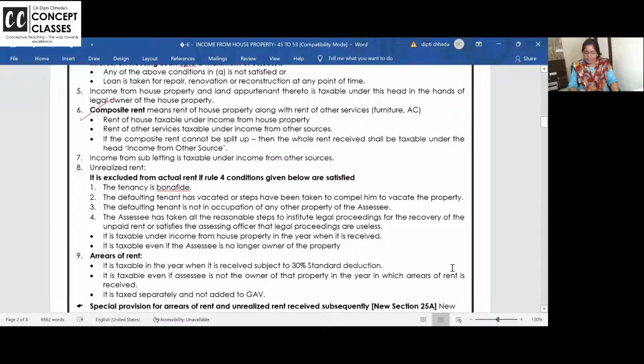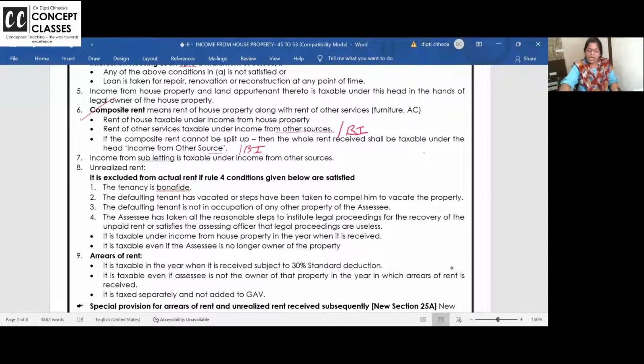Let us read it once here on screen. Rent of the house is taxable under income from house property. Rent of other services is income from other sources, but some people are doing business. They have 8-10 properties and they just keep getting rental income. They keep a person to maintain. You can put a slash and write business income also maybe. If composite rent cannot be split, then the whole rent is taxable under income from other sources or business income.